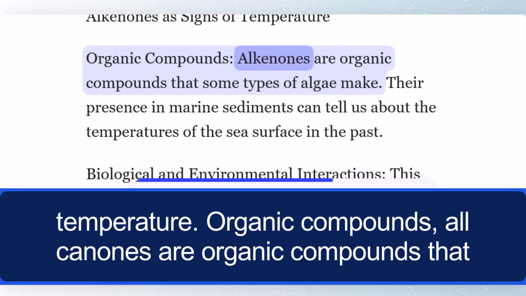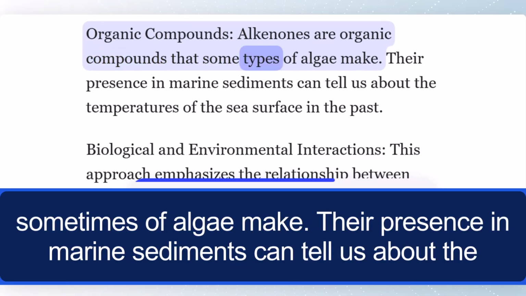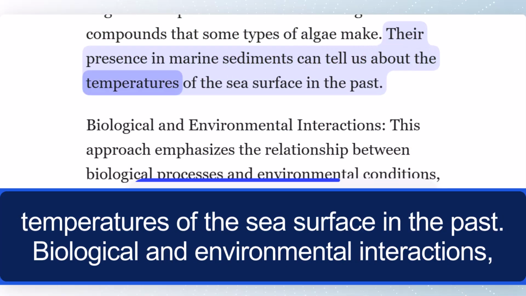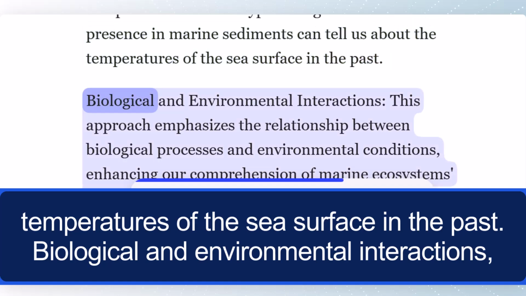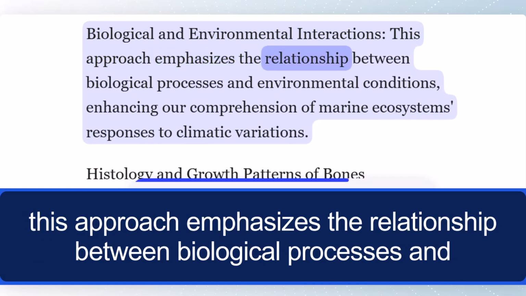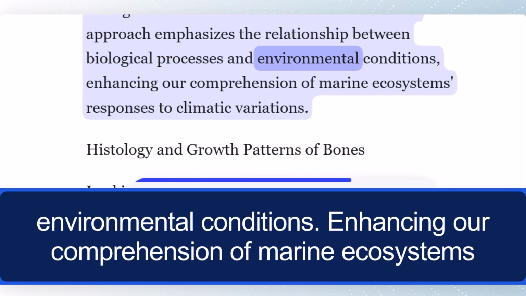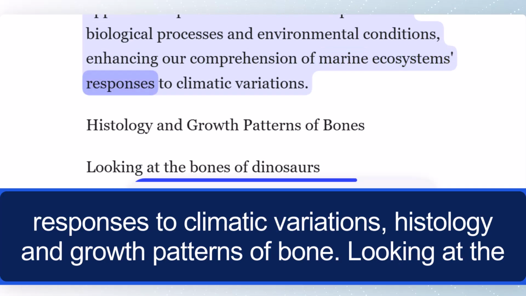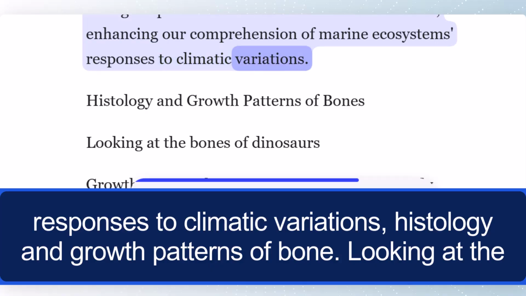Organic compounds. Alkanones are organic compounds that some types of algae make. Their presence in marine sediments can tell us about the temperatures of the sea surface in the past. Biological and environmental interactions. This approach emphasizes the relationship between biological processes and environmental conditions, enhancing our comprehension of marine ecosystems' responses to climatic variations.